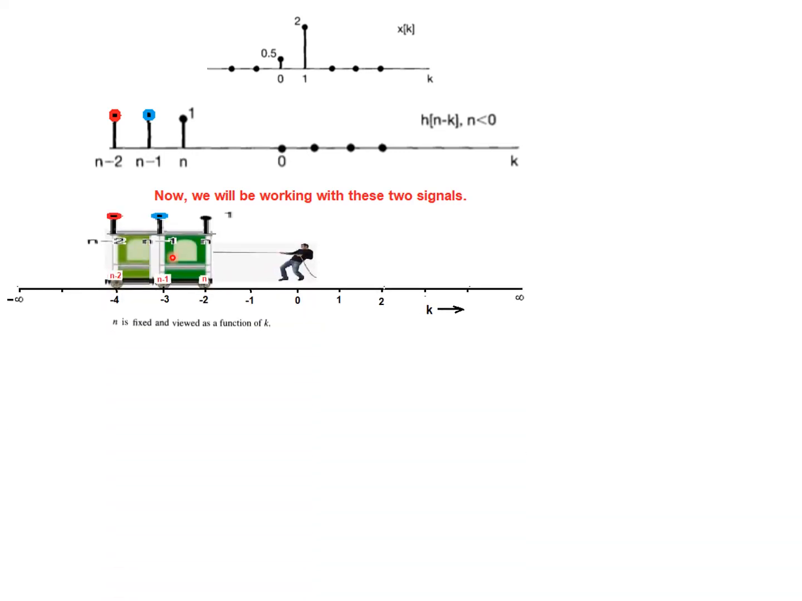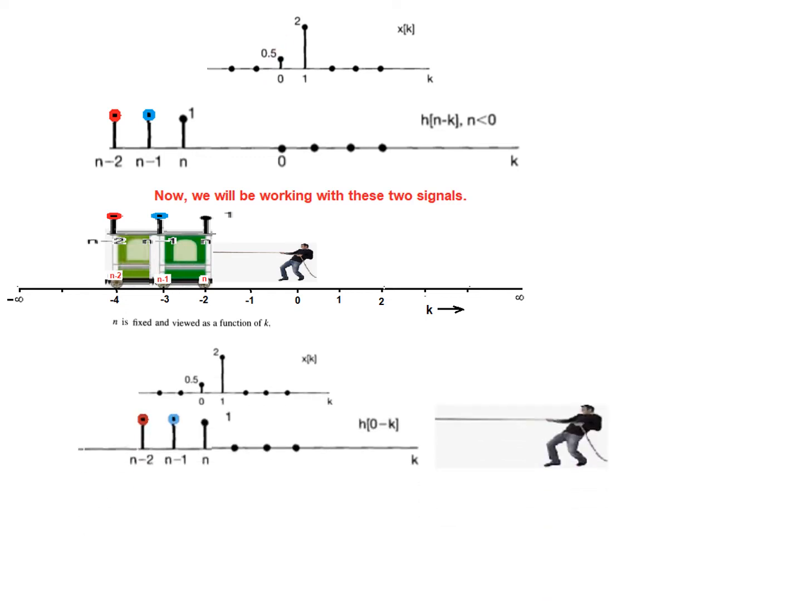So the technique is now that we start pulling this signal. Just assume that these three signals are mounted on a train compartment, position n, position n minus 1, and position n minus 2, and the current location is at n equal to minus 2. Now we'll pull till such time it coincides with the first leftmost signal. Okay, so now you can see that it is coinciding with the first leftmost signal. So here we'll have an output. Before this there was no output because there was no overlap between the two signals.